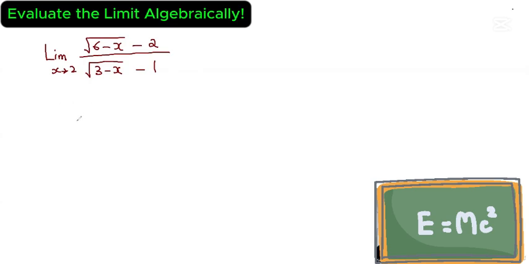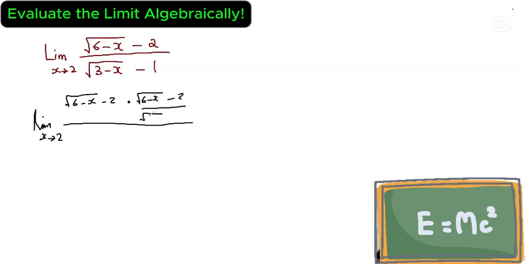And here, what you need to do is, limit as x goes to 2. And you have the square root of 6 minus x, minus 2. You're going to multiply this by its conjugate, which is root 6 minus x plus 2, over root 6 minus x plus 2. Sorry, the conjugate is the opposite sign, plus 2. And there's a 1 here. And guess what? You're going to do the same thing to this. Root 3 minus x minus 1, I'm just going to put that over 1.